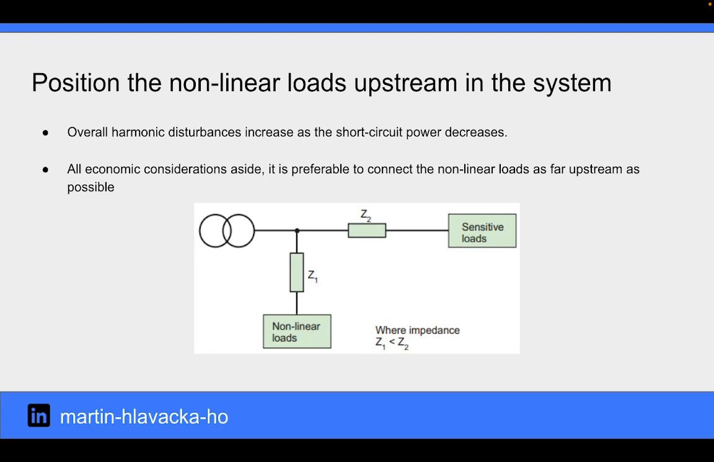The first possible modification in the installation is to position the nonlinear loads upstream of the system. As the short circuit power decreases, the overall harmonic disturbances increase. All economic considerations aside, it is preferable to connect nonlinear loads as far upstream as possible.